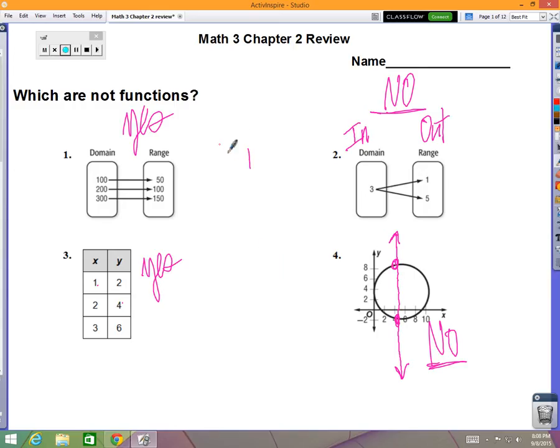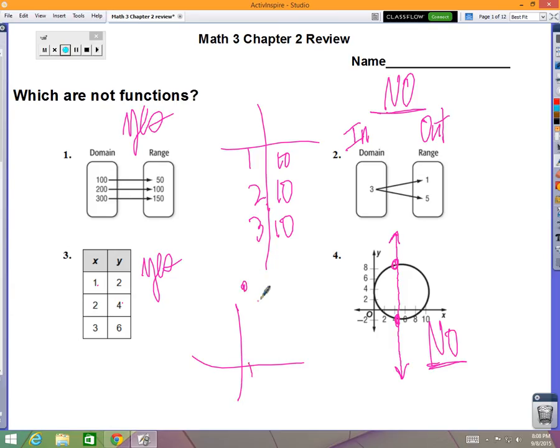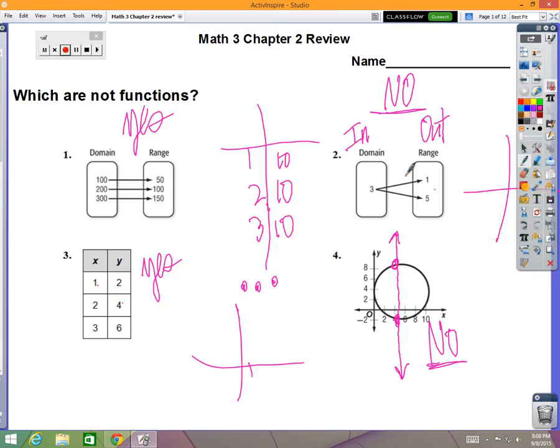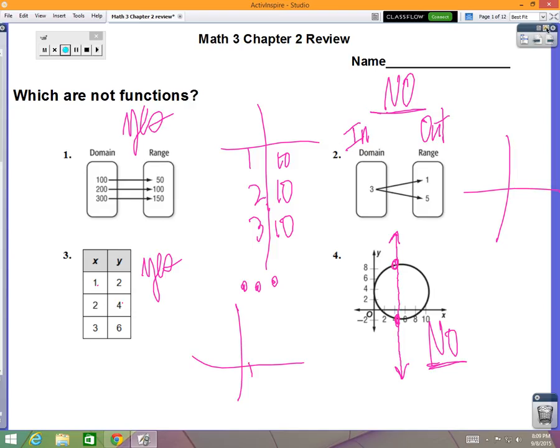So if you plug in a 1 and it gives you a 10, and you plug in 2 and it gives you a 10, you plug in 3 and it gives you a 10, that's okay. They can give you the same answer every time. And if you want, you can do a little graph: over 1 up 10, that dot's right here, over 2 up 10, that dot's right here, over 3 up 10. But number 2, if you graph those 2 dots, you've got over 3 up 1, so you got a dot right there, and then you got over 3 up 5, and you cannot have 2 dots on the same number.